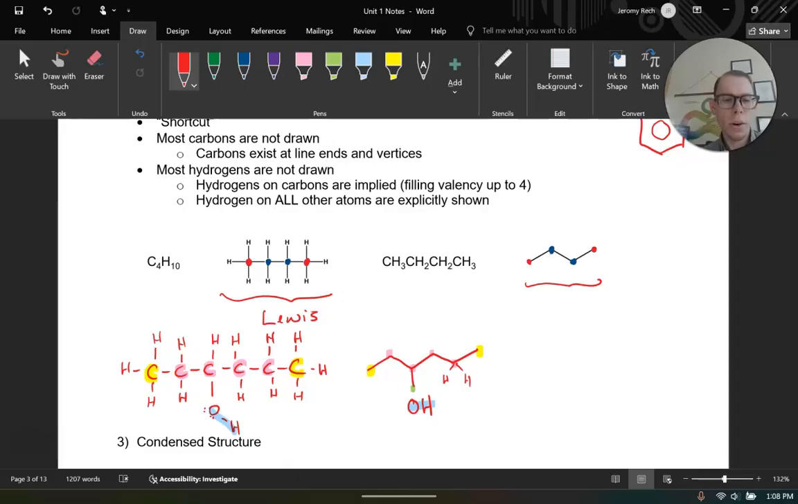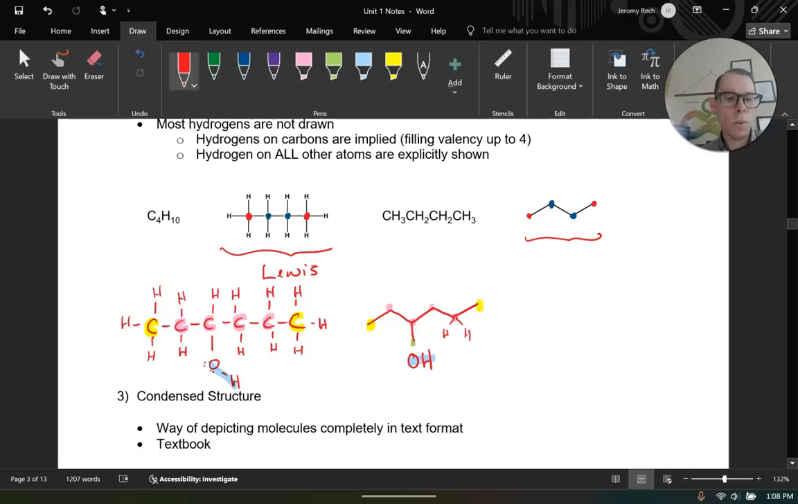The last is your condensed structure. This is a way of depicting structures in text format. You'll see this a bunch in your textbook. It's pretty rare for me to give you these on problem sets, but if you practice problems in the book, you'll see this structure a lot. These are the way that you can type things out on a computer a lot easier rather than showing actual zigzags and structures. And that's that third structure, the one up on top, that CH3, CH2, CH2, CH3.